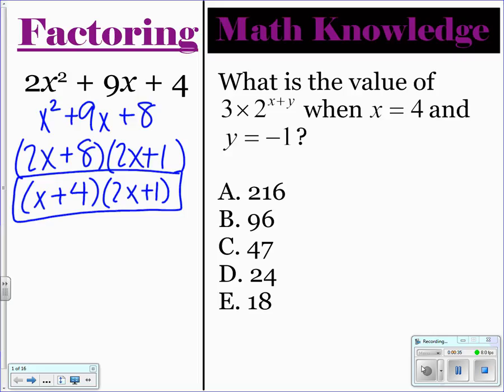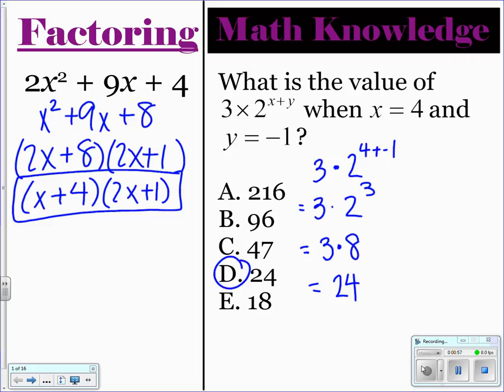For the math knowledge question, you're basically just going to plug in the 4 for your x and then minus 1 for the y. So we have 3 times 2 to the third. You have to deal with your exponent before you multiply it by 3. So 2 to the third is 8, and then 3 times 8 would give you 24. So your answer would be D there.